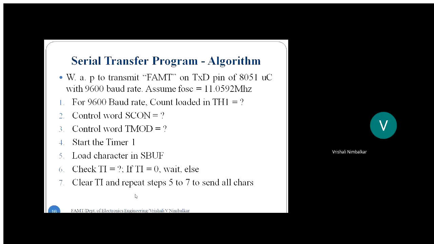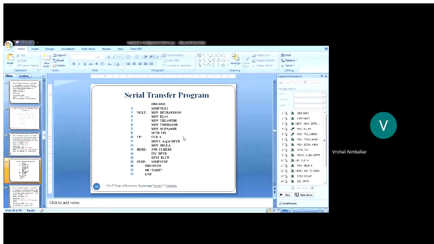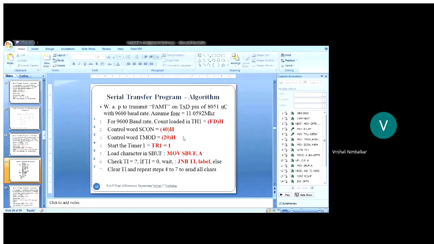So now let us go for the program. Let us go for the calculations first. We had seen this before. So, count calculations, 9600 baud rate. I am assuming SMOD as 0 and the oscillator frequency as 11.0592 megahertz. So with all the known values, baud rate, SMOD, and oscillator frequency, we find out TH1. And the count calculation for TH1 comes as FD hex. This is the count that we will be loading in the TH1 register.